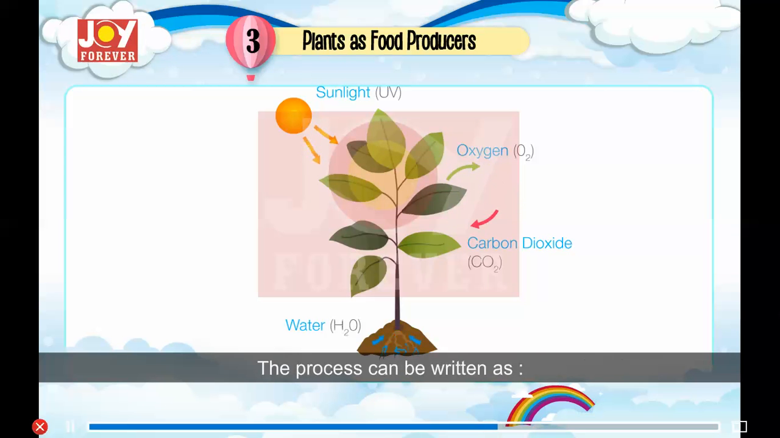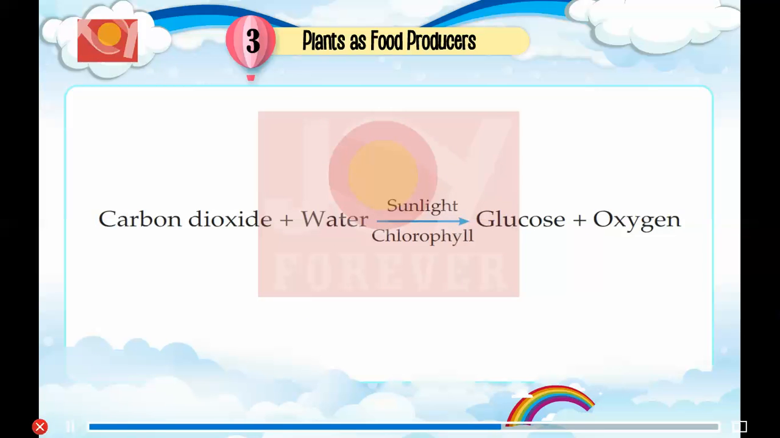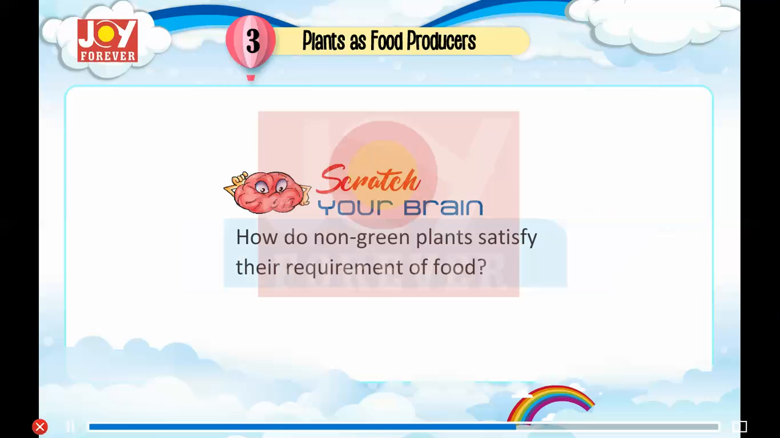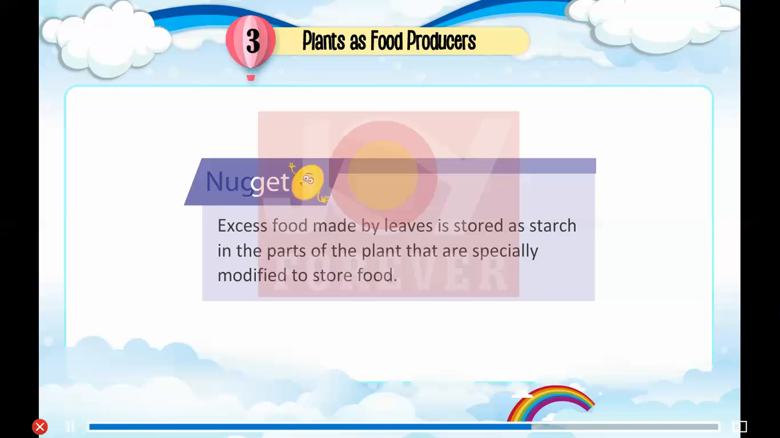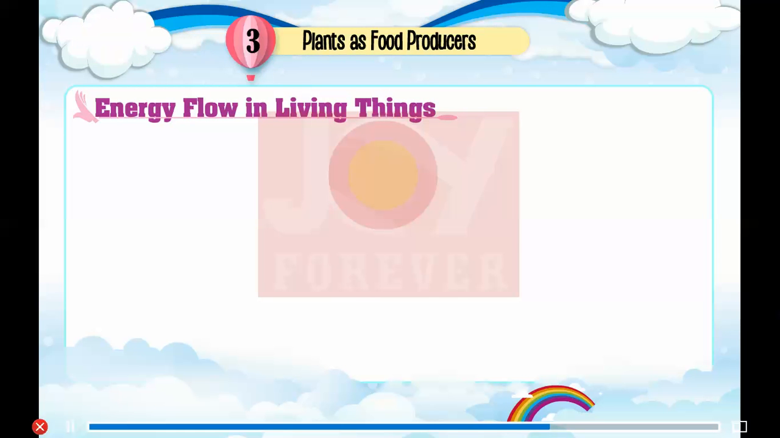The process can be written as carbon dioxide plus water in the presence of sunlight and chlorophyll produce glucose plus oxygen. Scratch your brain. How do non-green plants satisfy their requirement of food? Nugget. Excess food made by leaves is stored as starch in the parts of the plant that are specially modified to store food.